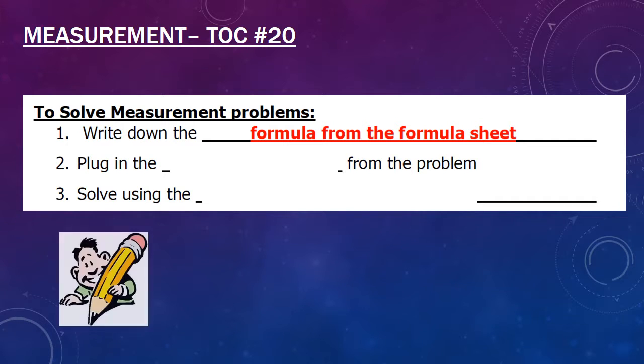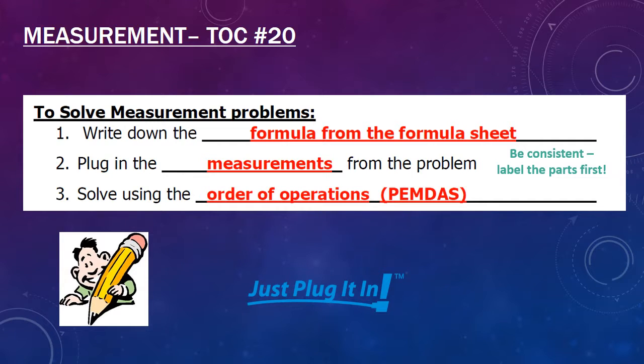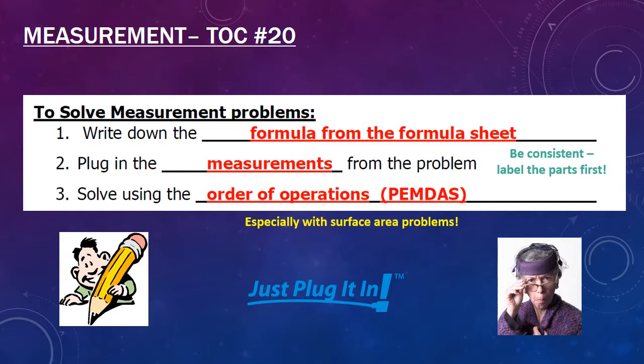Number 2, plug in the measurements. Be consistent. Label the parts on your shape first. So just plug in those measurements. And then number 3, solve using the order of operations, or PEMDAS. So watch out for Aunt Sally, because she's coming after you if you don't use those order of operations correctly. And this is especially important with your surface area problems, because with surface area, you've got addition and multiplication all in the same problem. So you don't want to do them out of order and then get the wrong answer.